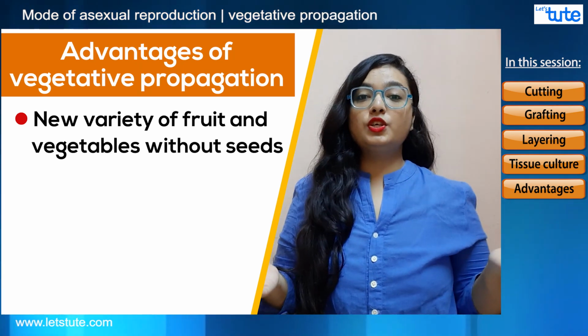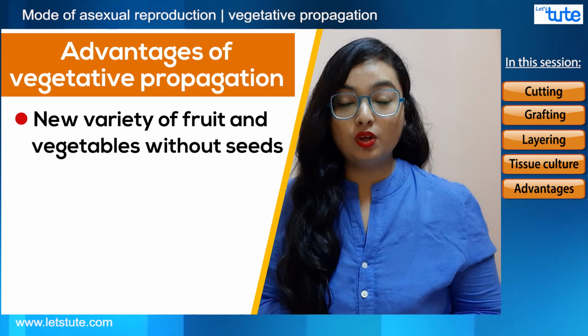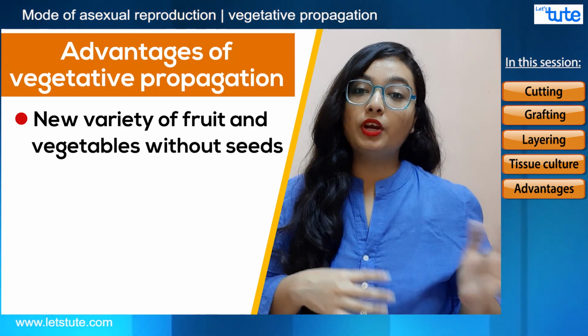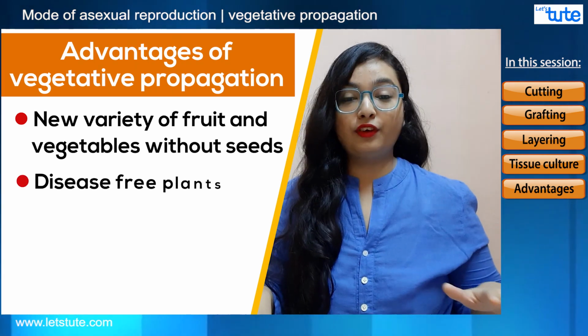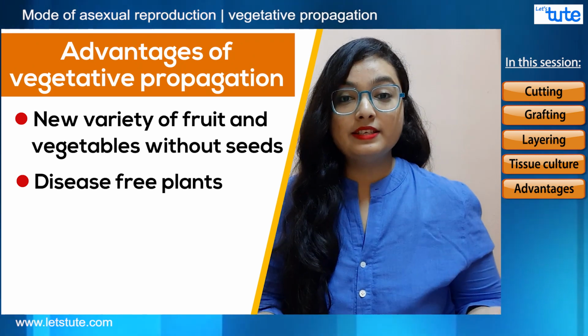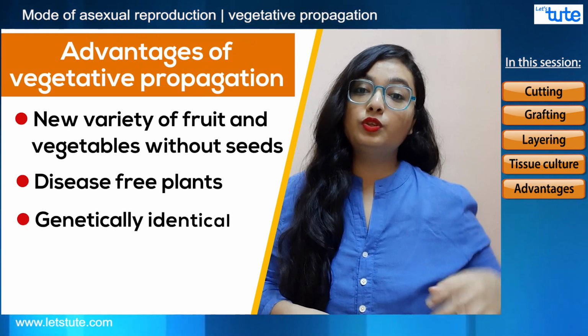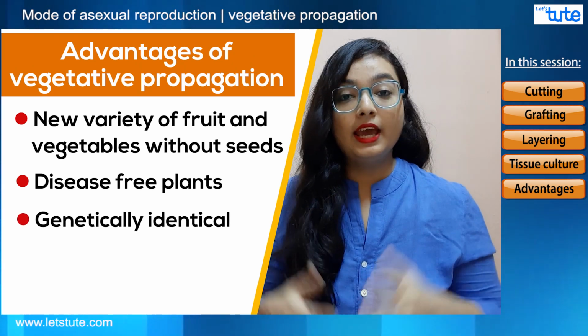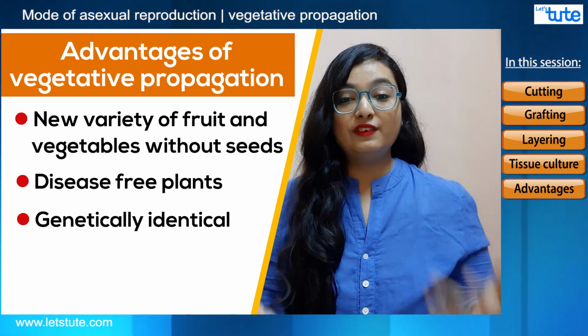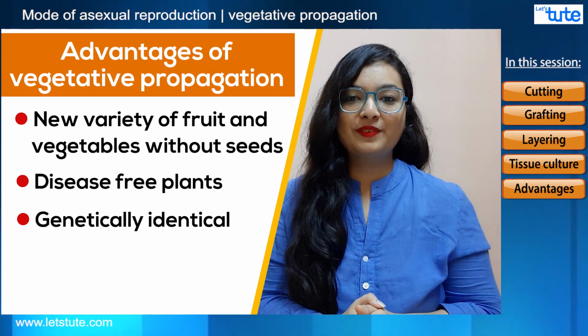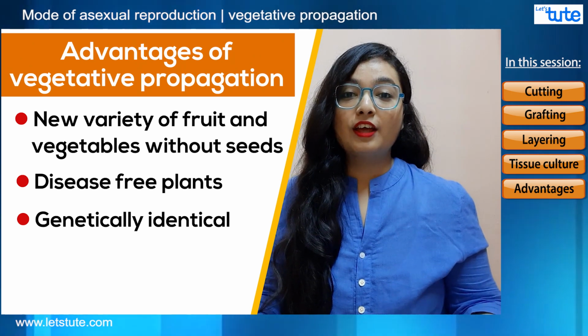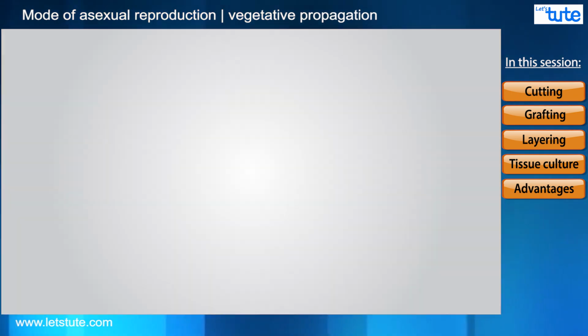Other advantages of vegetative propagation involve that the plants produced are disease free, as well as they are identical to the parent plant in terms of morphology as well as characteristics. So that's all for the asexual methods.